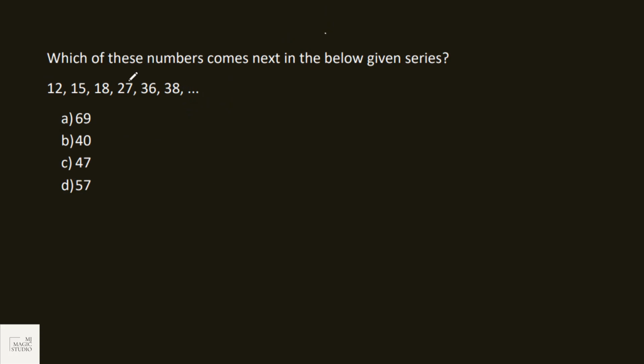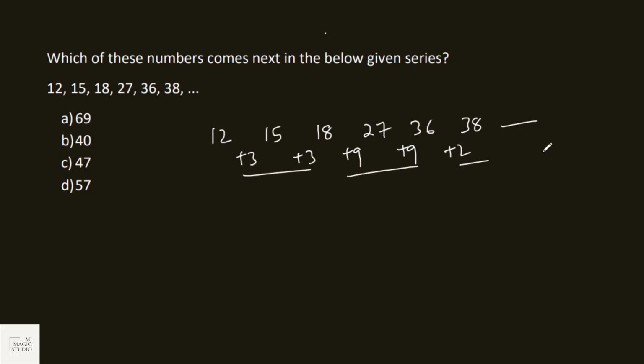Okay, let's see one more. Which of these numbers comes next in the below given series? 12, 15, 18, 27, 36, then again 38. What next? Here it is plus 3. 15 plus 3 is 18. 18 plus 9 is 27. 27 plus 9 is 36. And then 36 plus 2 is 38. So if we follow this kind of pattern, it should be plus 2 again. We should have 40 as the next one. Option B is the best fit here.